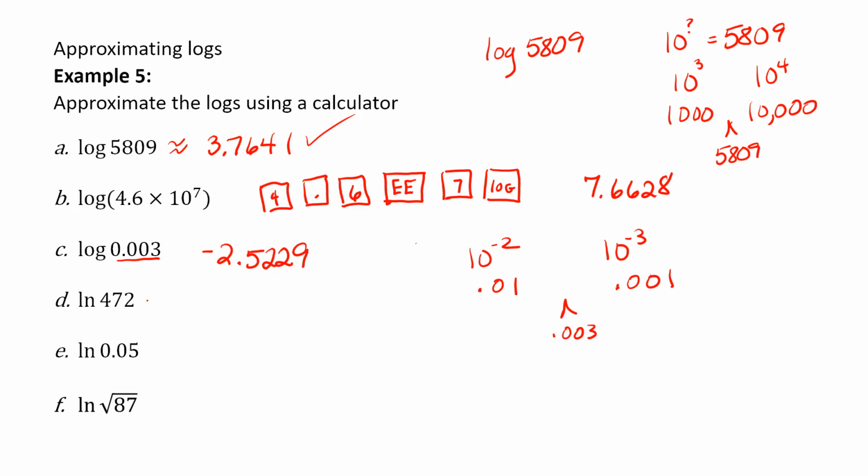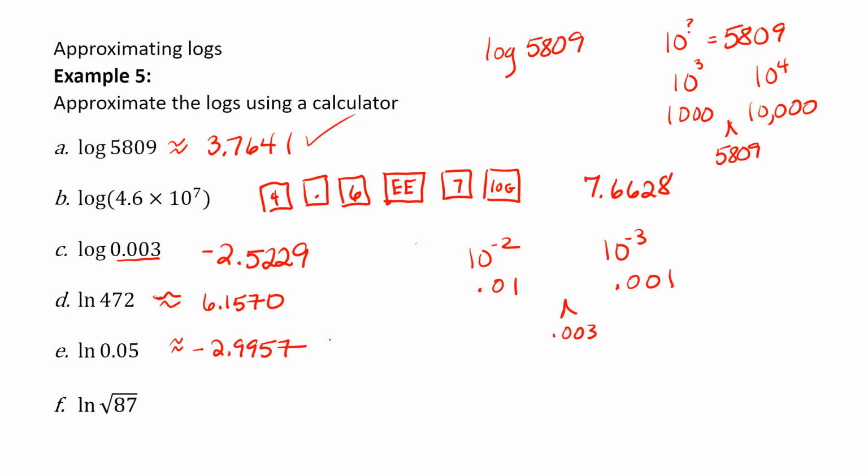All right, for natural log of 472, you just punch in 472, hit the LN button, and you're going to get about 6.157. And then for natural log of 0.05, just hit 0.05 and then hit LN, and you're going to get about negative 2.9957.